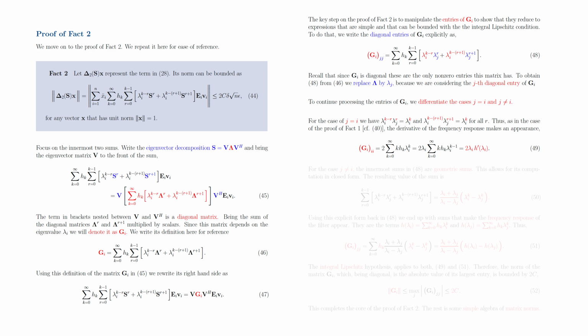Thus, as was the case in the proof of fact 1, compare the derivation we are doing here with equation number 40, the derivative of the frequency response makes an appearance. We have that the ith entry of the matrix G sub i is given by 2 times lambda_i times h prime of lambda_i, as we show in 49.